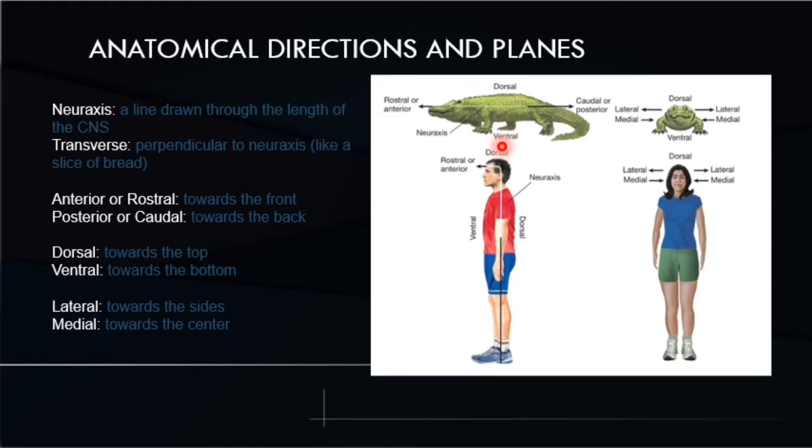So anterior, or rostral, means towards the front. When something is anterior compared to something else, it's in front of it. The opposite of it is posterior. If you know post, that means back. So posterior means behind, and caudal is the same thing. So caudal or posterior means towards the back, and anterior or rostral is towards the front. And then we also have dorsal, which means on top of something, and ventral, which means below something.